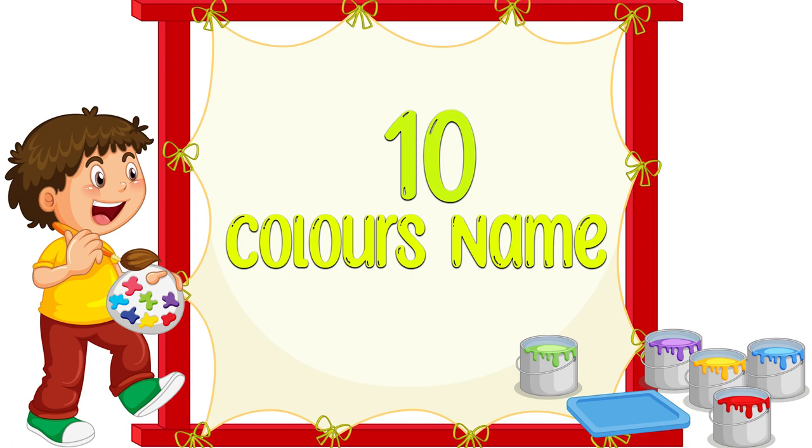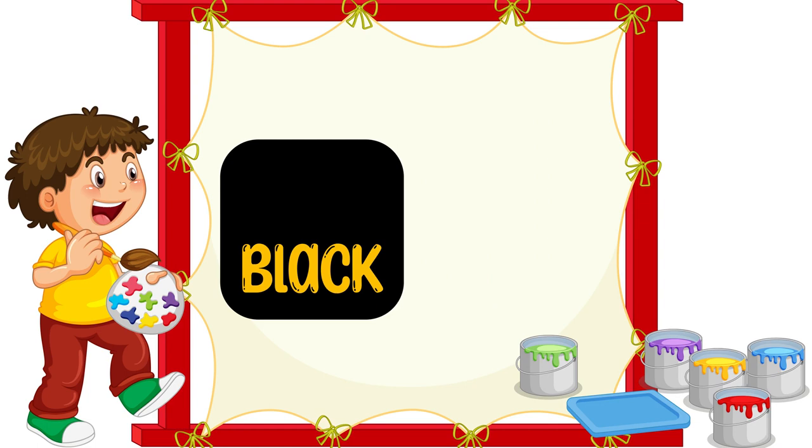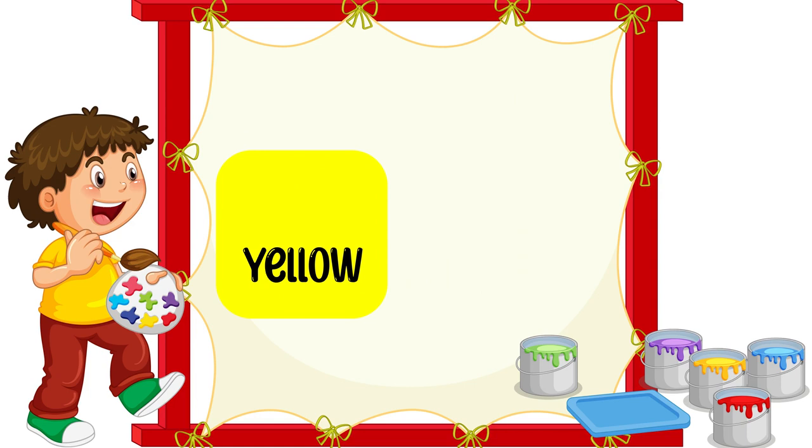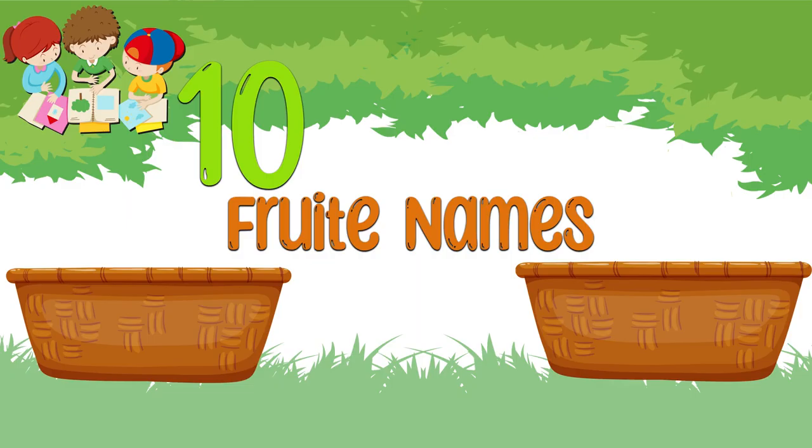10 colors name. Black, green, gray, orange, pink, purple, red, sky blue, white, yellow. 10 fruit names. Apple.